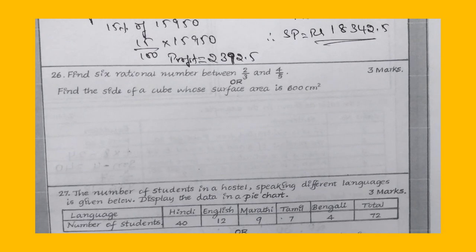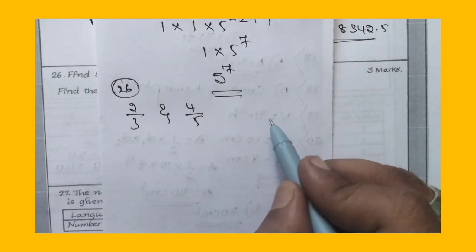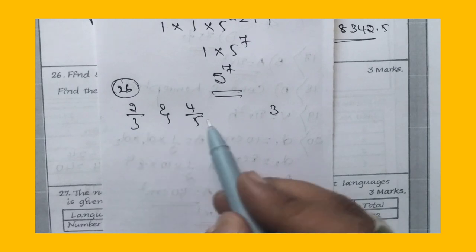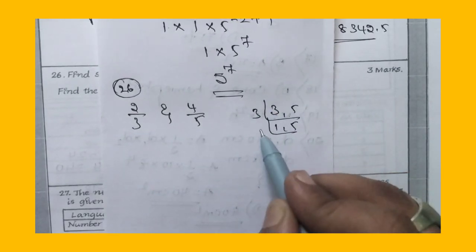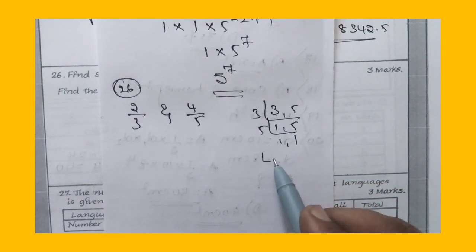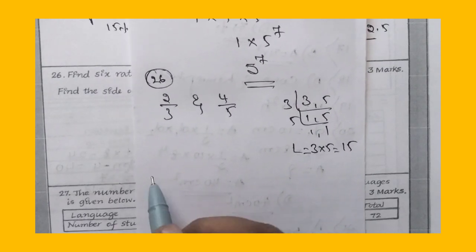Find 6 rational numbers between 2 by 3 and 4 by 5. So, between 2 by 3 and 4 by 5, we have to find 6 rational numbers. So, now let us answer this question. Now, for this question, let us find the LCM for the denominators 3 and 5. So LCM is equal to 3 into 5, that is equal to 15.